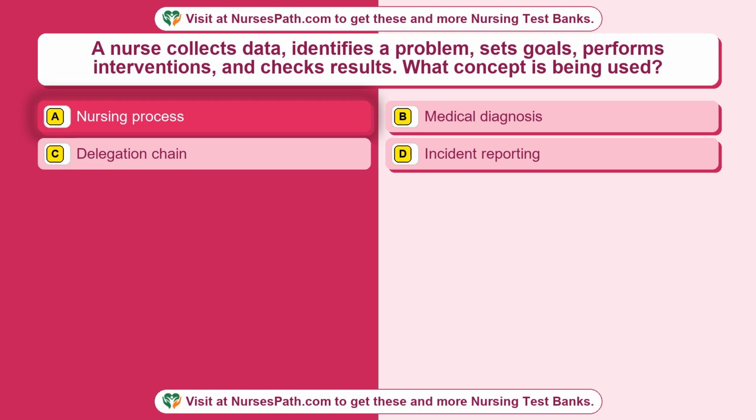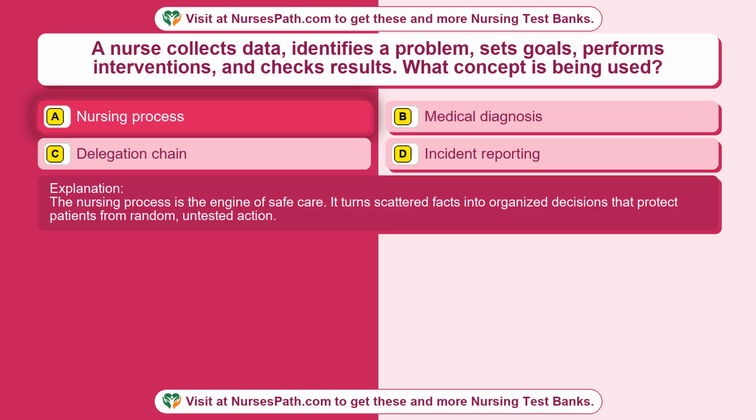The correct answer is option A, nursing process. The nursing process is the engine of safe care. It turns scattered facts into organized decisions that protect patients from random, untested action.